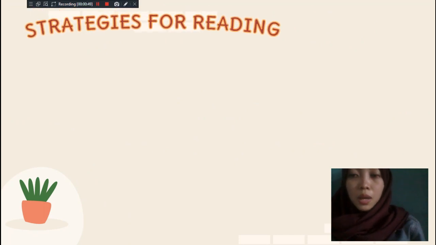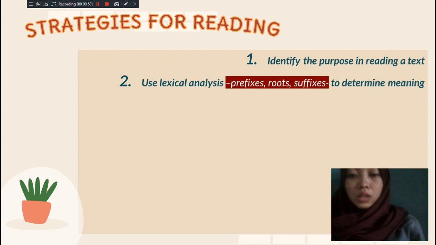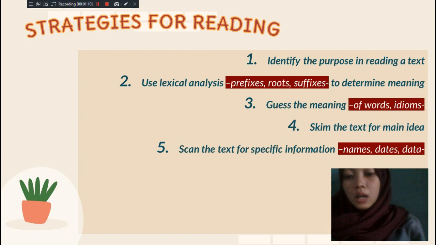Before we jump into the main material, I want to give you strategies for reading. The first one is identify the purpose in a reading text. Second, use lexical analysis like prefixes, roots, suffixes to determine the meaning. Third, guess the meaning of words, idioms. Fourth, skim the text for main idea. Fifth, scan the text for specific information like names, date, and data.